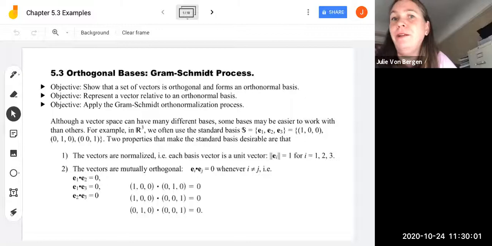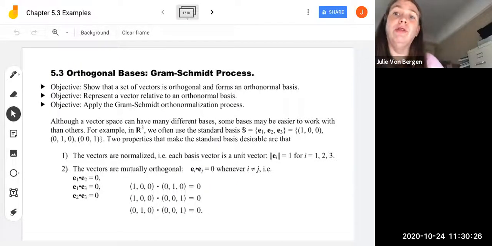So our learning objectives for this chapter section are to show that a set of vectors is orthogonal and forms an orthonormal basis. So you'll learn how to show those calculations. We are going to learn how to represent a vector relative to an orthonormal basis. And you are going to learn how to apply the Gram-Schmidt orthonormalization process.